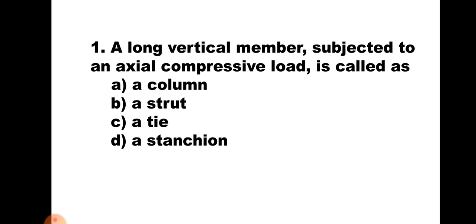A long vertical member subjected to an axial compressive load is called as A, column, B, a strut, C, a tie member, D, a stanchion. Now definitely this is the basic definition of column, which is a long vertical member. Hence the correct answer of this is A, column.